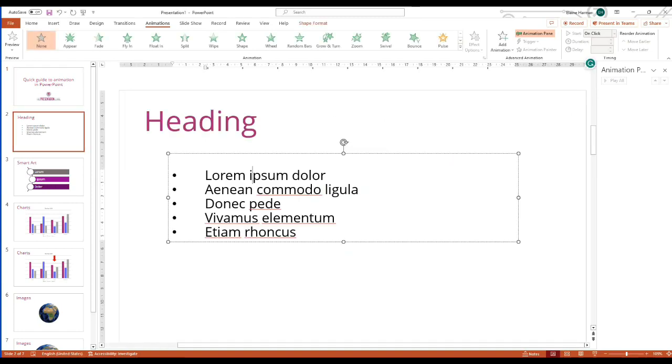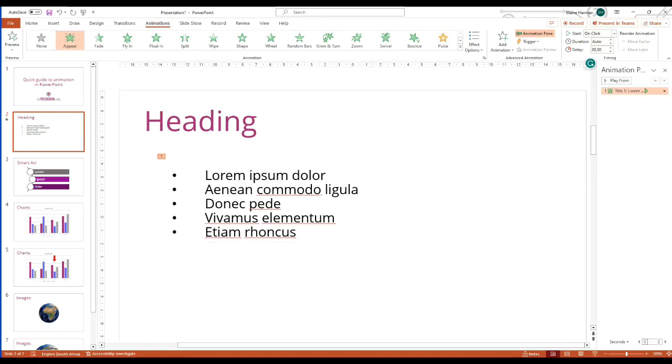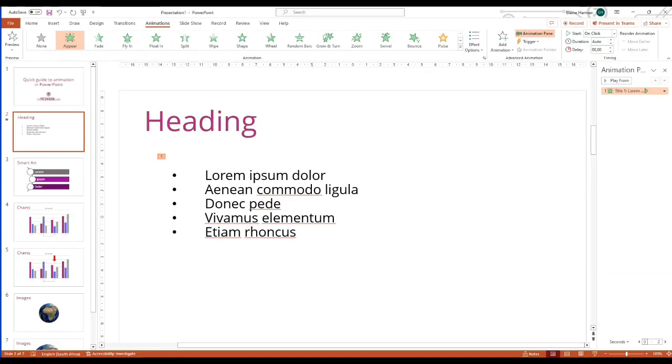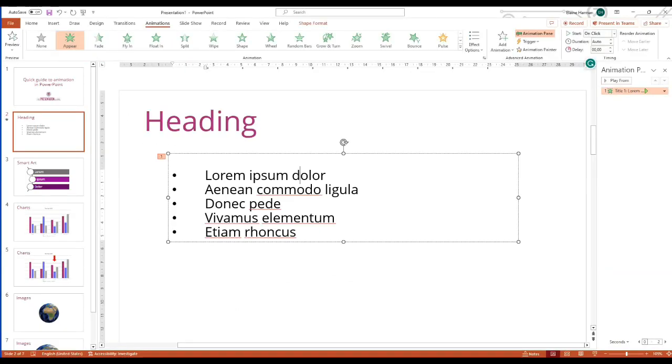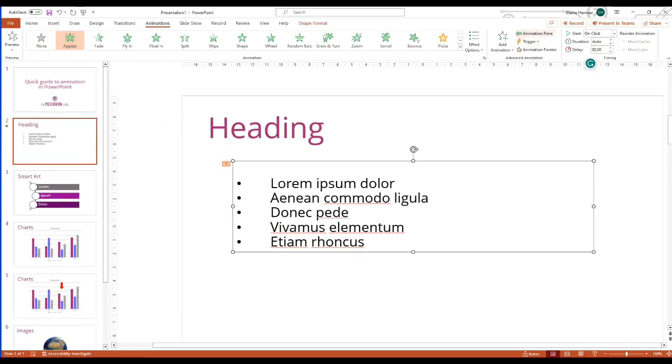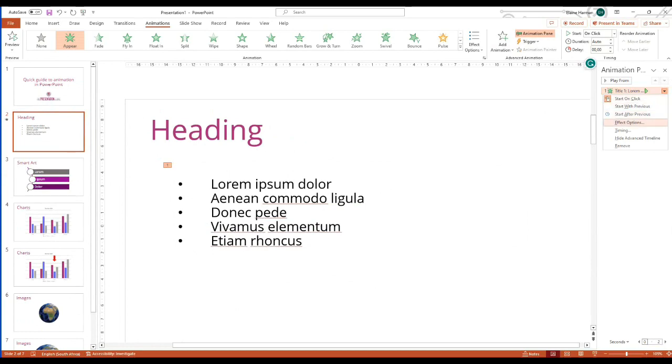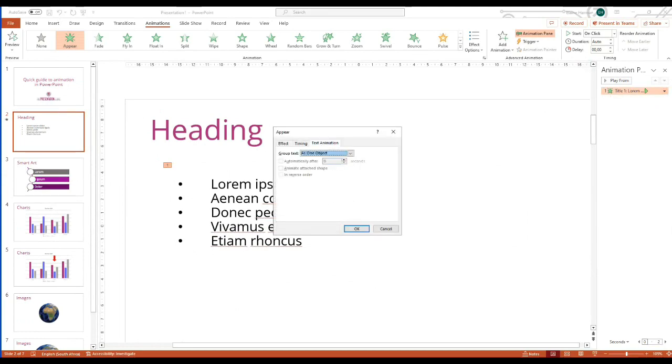Now, if you have a look at this, we've got an animated bullet list, and the problem is that it tends to animate as one object, which is not what you ideally want. So we're going to activate the animation pane on the right-hand side, and open up the animation pane effect options. We're going to click on text animation, and change it from one object. We're not going to go by all paragraphs at once. We're going to go by first level paragraphs.